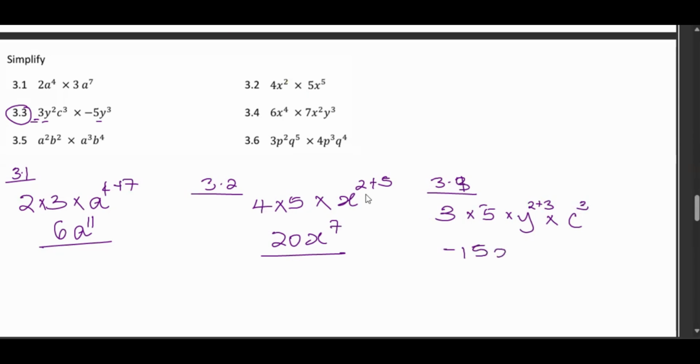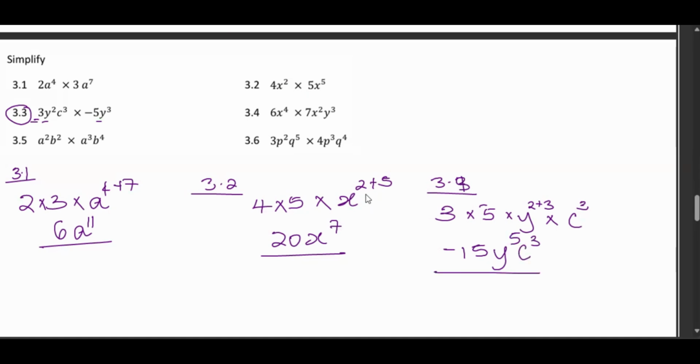Negative, there's no x, sorry. This is multiplication. So -15, y to the power 5, c. This is the final answer.